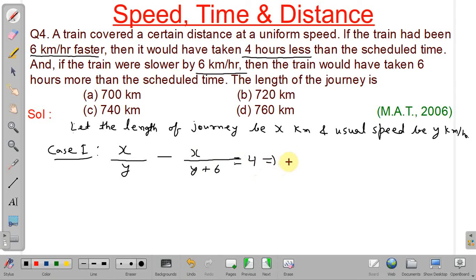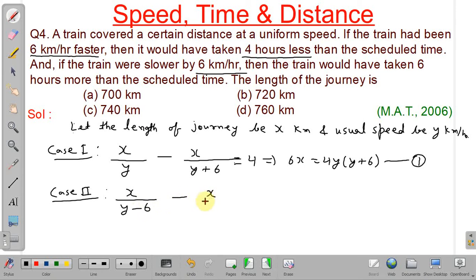So taking LCM and after cross multiplication, we will get 6x equal to 4y into y plus 6. Suppose this is our equation number 1. And case 2 is given: if it reduces its speed by 6 km per hour, then it will take 6 hours more. So in that case, with reduced speed, time taken will be x divided by y minus 6, minus the usual time, which will be x by y, and the difference must be equal to 6. So after cross multiplication we will get 6x equal to 6y into y minus 6.